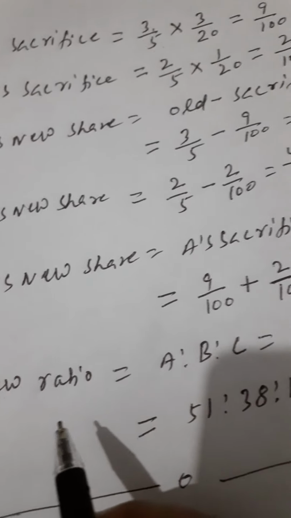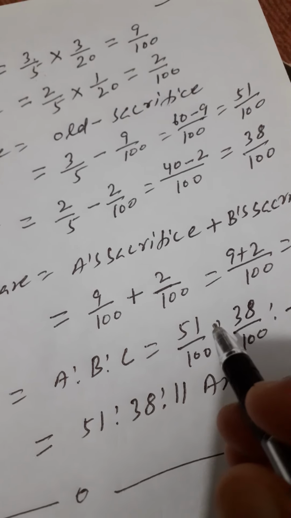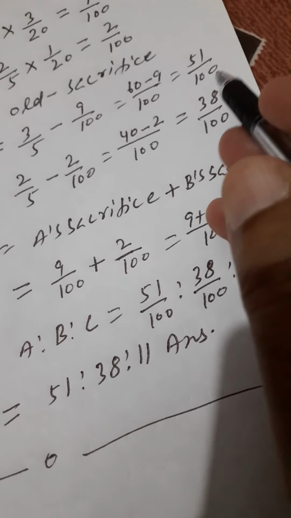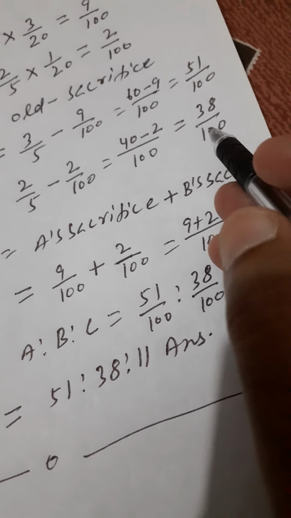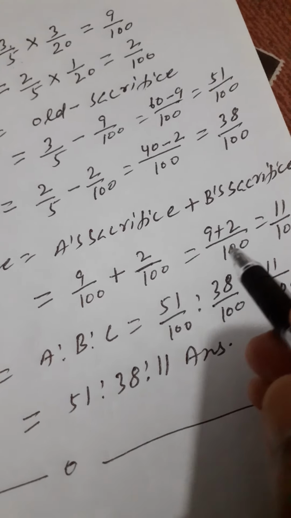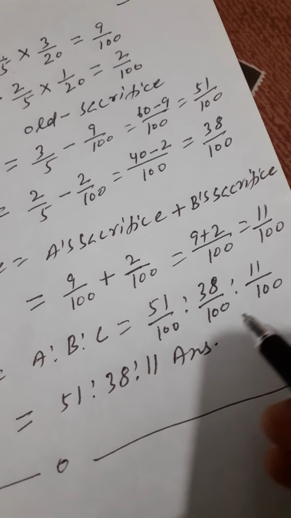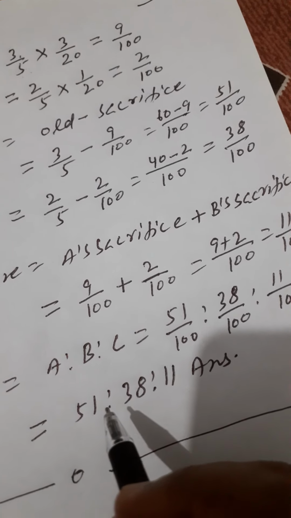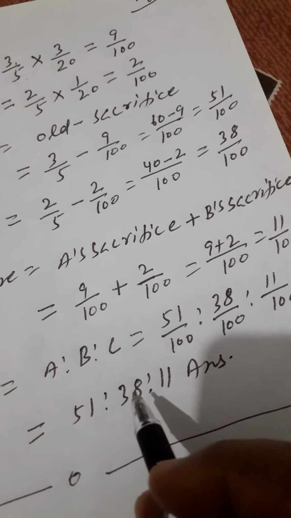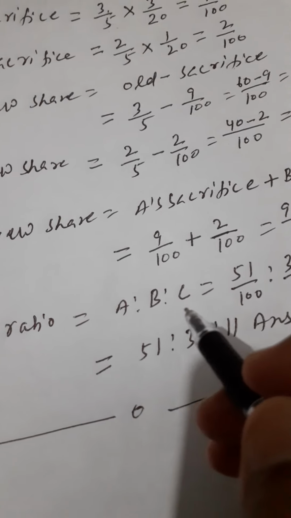Now the new ratio between A, B and C: A is to B is to C equals 51 by 100 is to 38 by 100 is to C's new share 11 by 100. So you will get 51 is to 38 is to 11. This is the new ratio between A, B and C.